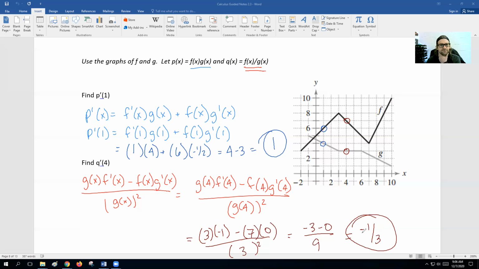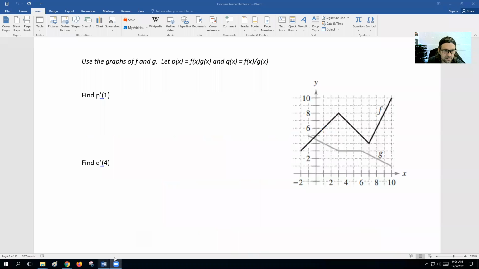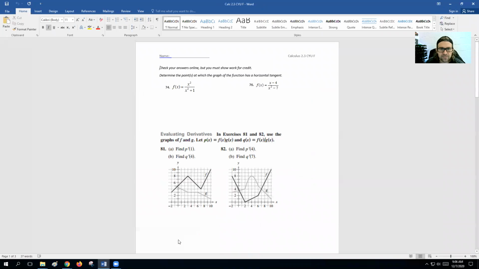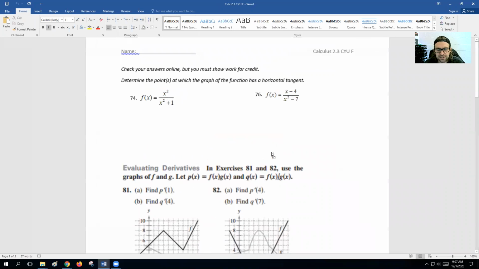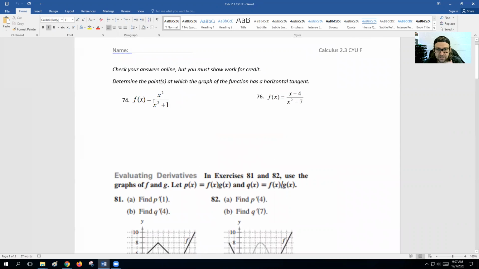There's the values. Okay, so I think it'd be good to look at the CYU just to make sure you understand what you need to do on today's work. Let's open up that document here. So first problem here, just like the ones we did, we'll find the horizontal tangent. So take the derivative, set it equal to 0.